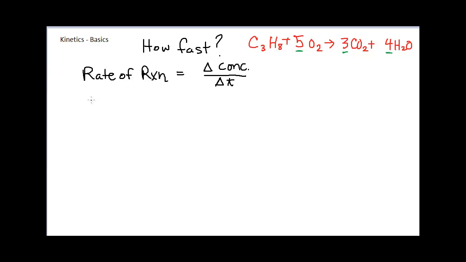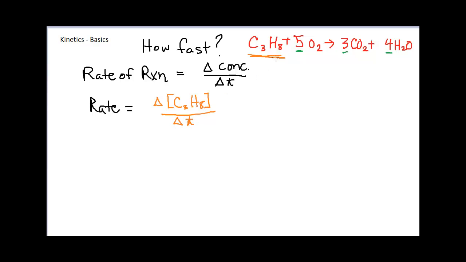In other words, we can look at the rate of that reaction by watching the concentration of one of these things in the reaction. For example, we might watch propane, we might watch the C3H8. And we could say then, or write mathematically, that the rate of this reaction is the change in concentration, I'll use the brackets for concentration, of C3H8 over the change in time.